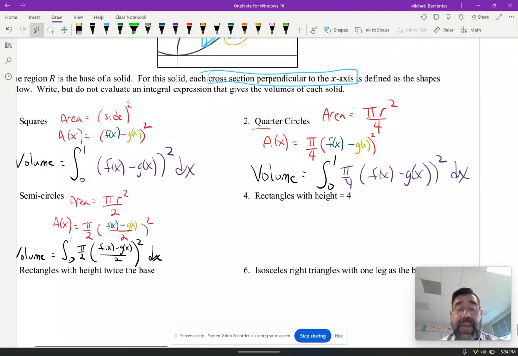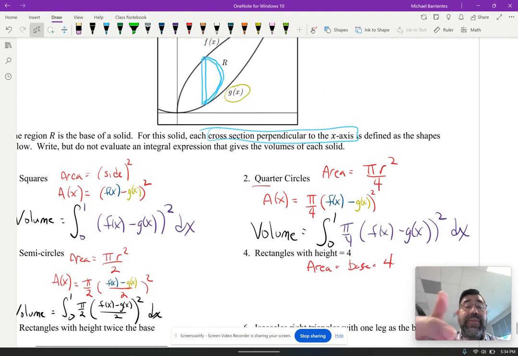Okay. Find the volume with a cross-section that's a rectangle with height 4. Okay, how do I find the area of a rectangle? Base times height, right? Except they're telling me the height is always 4. So I don't need to put this. I can just say base times 4. Oh, so therefore, if I erase this semicircle, this is the base and the height is 4 jetting out towards me.